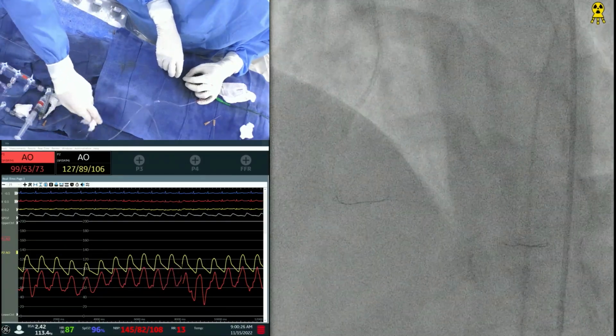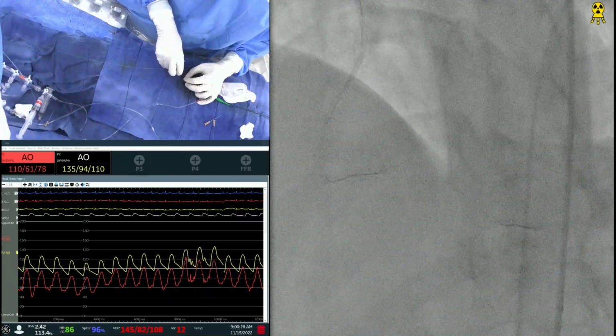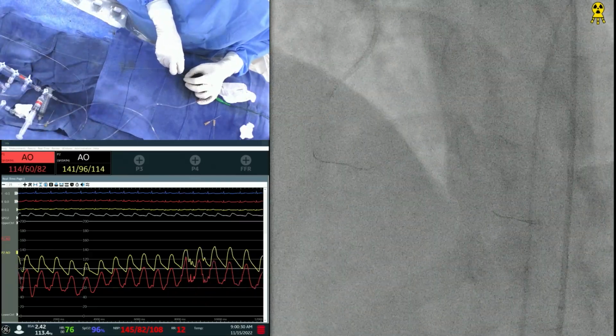Okay. So people definitely want to see. The patient can come out, but wait outside. Yeah.